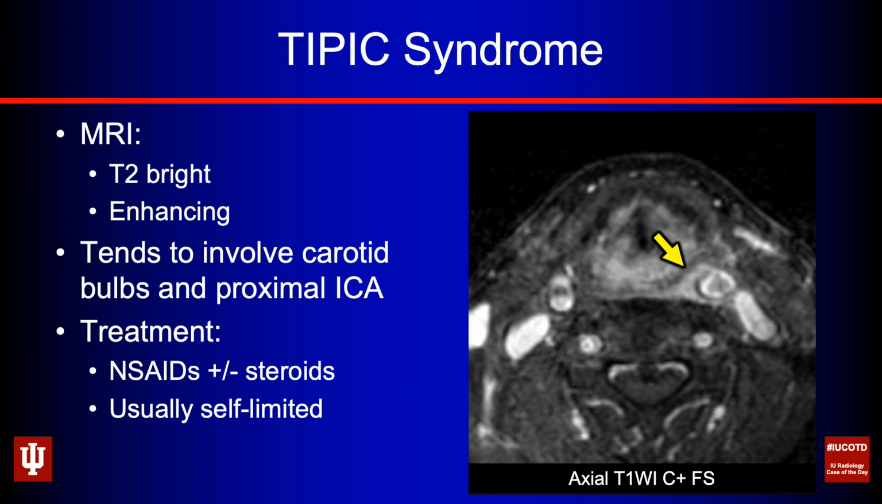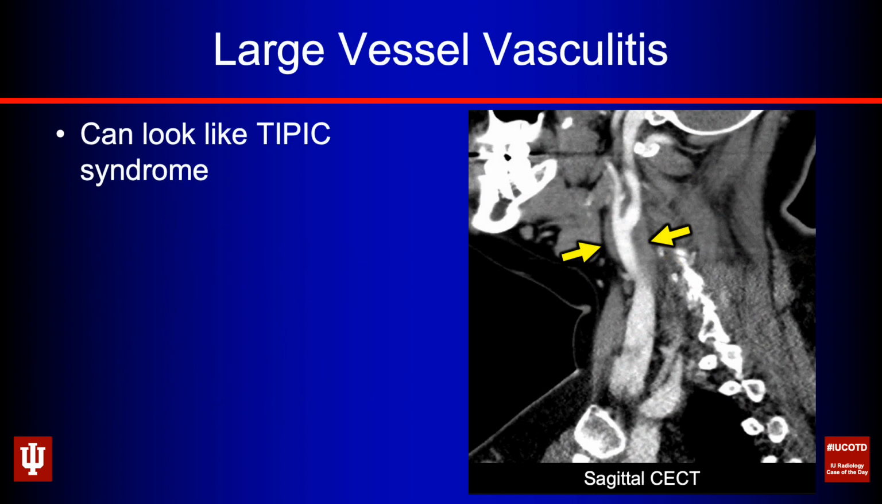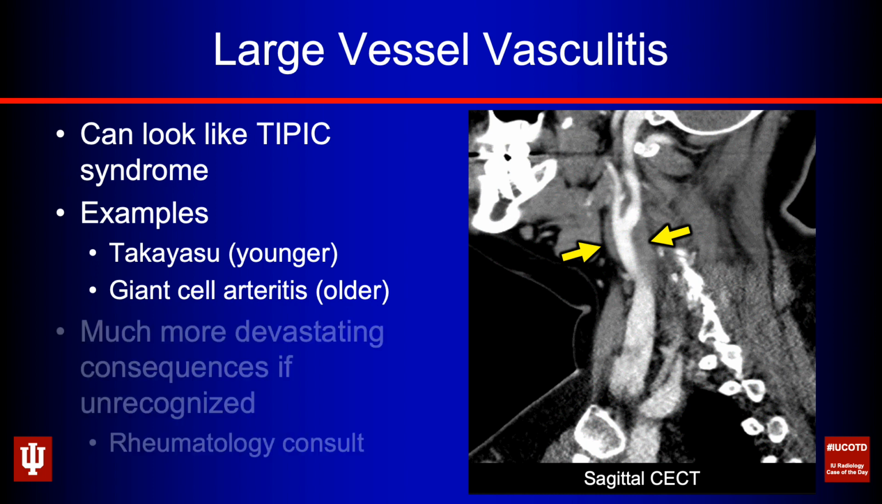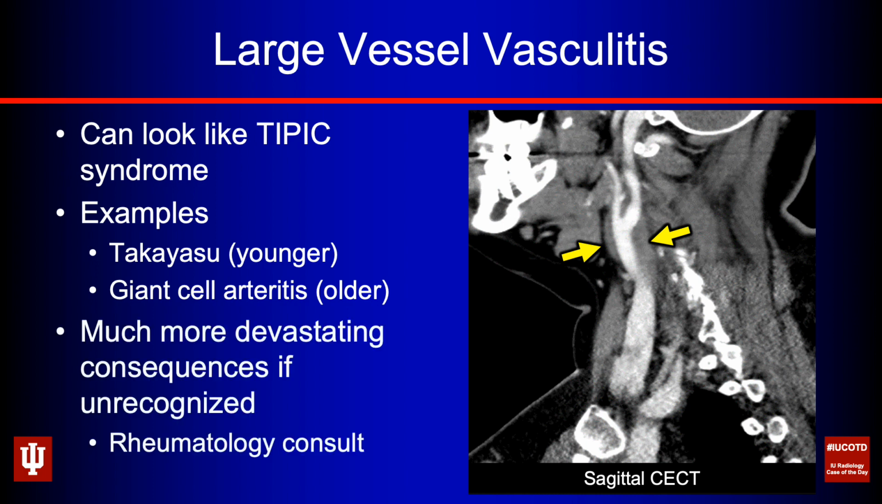The problem is it can look very similar to something that's a bit more heinous and needs more aggressive management, and that's large vessel vasculitis. So large vessel vasculitis can really look a lot like TIPIC syndrome. And some of the ones that can do this, because it's a large vessel vasculitis, you'd be thinking about Takayasu in a younger patient or giant cell arteritis in an older patient. But because the stakes are so high, because the consequences can be devastating if that doesn't get treated appropriately, it probably is worth at least considering getting these patients plugged in to see a rheumatologist.